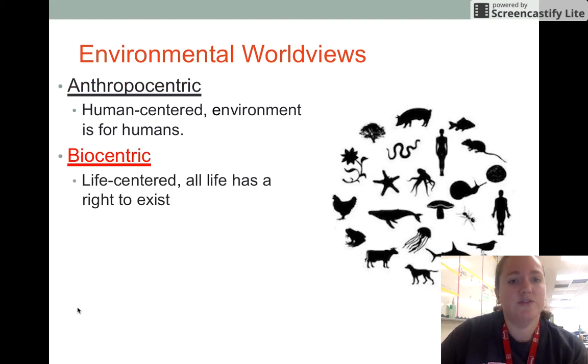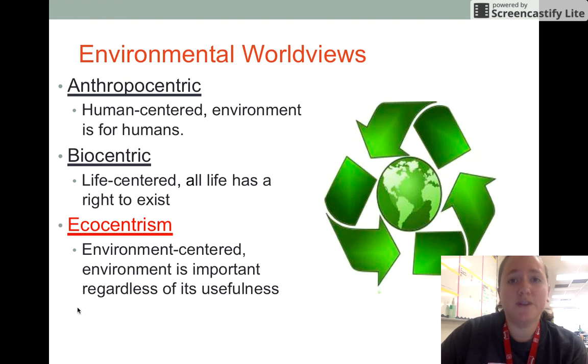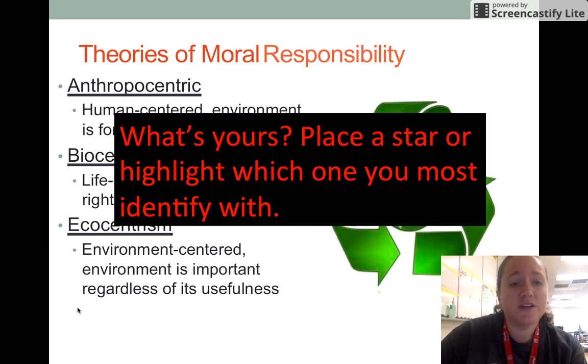Biocentric, life-centered, so all life has a right to exist, and you'll notice that the people are now inside of the circle, they're not at the top. And then you have ecocentrism, meaning that you're environment-centered. The environment is important regardless of whether or not humans are able to use it, and it should be left alone and cared for. So I'd like you to take a second. What's yours? Place a star or highlight which one you think you most identify with.